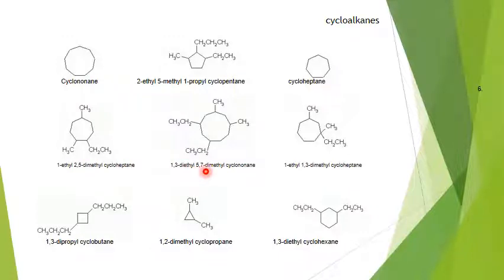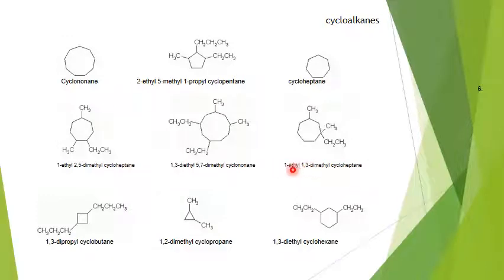All right, the next one. This is a cyclononane. It has 9 points. It has 2 ethyls and 2 methyls. It takes a little bit of figuring out, but you want to give the ethyls the smallest numbers if it's possible. So I'm going to start here and go clockwise. So it'd be 1,3-diethyl, 5,7-dimethylcyclononane.